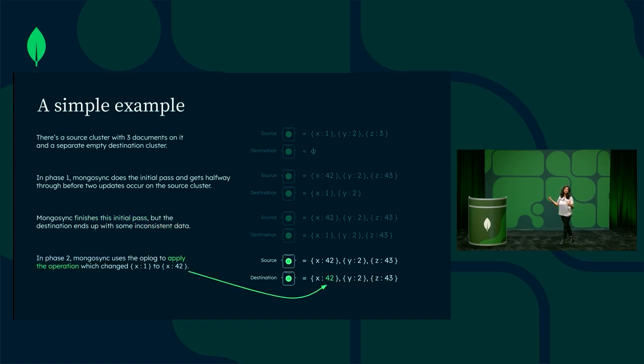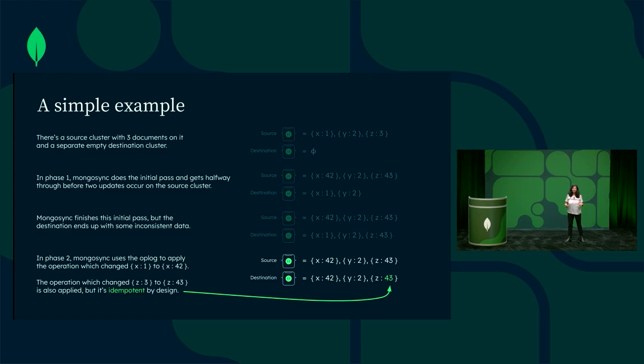So what it does is it moves on to the next phase. And in the next phase, it applies the changes that it saw. It means the change that you saw in X and the change that you saw in Z gets copied over. X gets copied over, now your data is consistent. Z still gets copied over, and the change itself is idempotent, so it doesn't really matter.